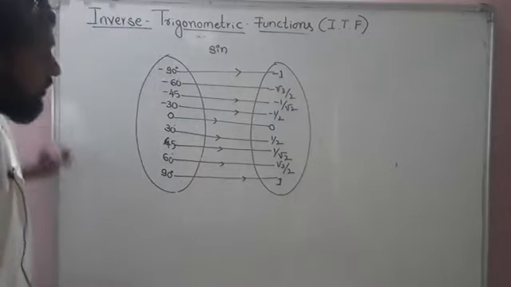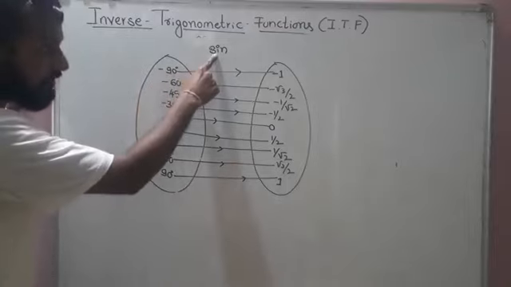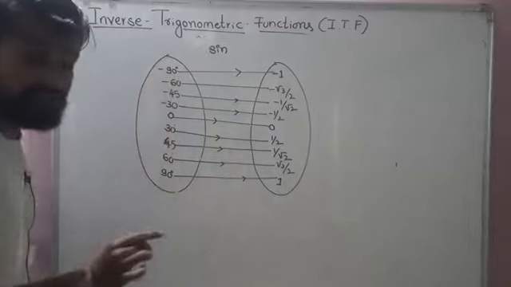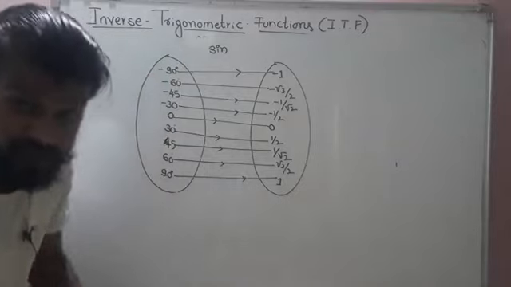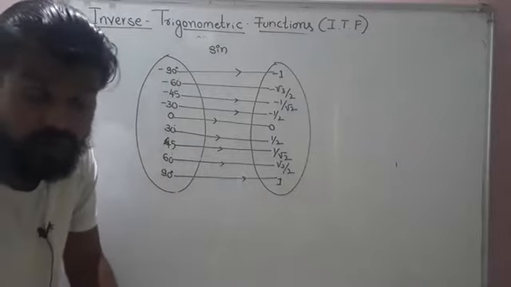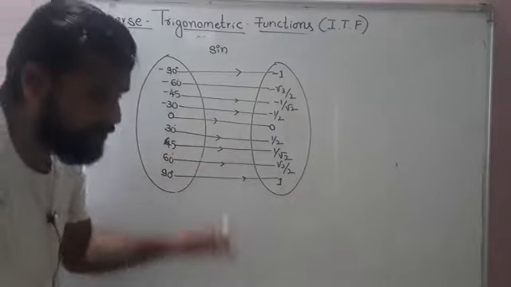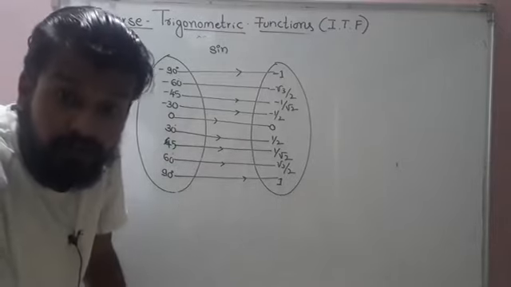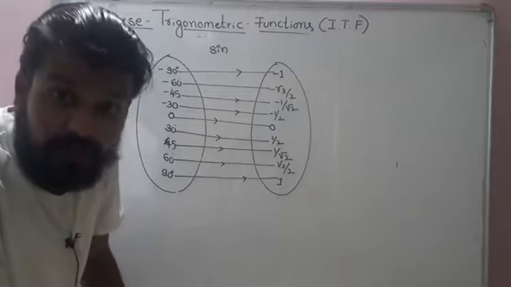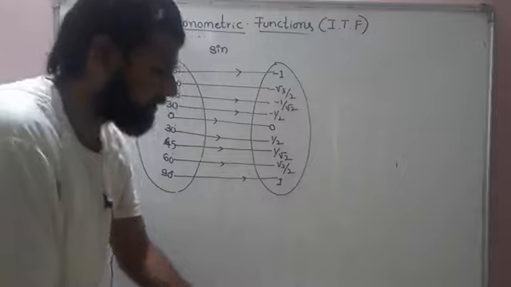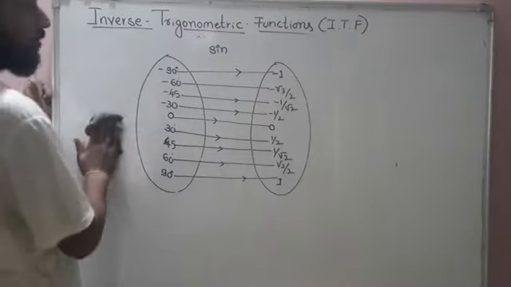So for the sine function, if we restrict the domain from 90 degree to minus 90 degree, then only the function will become both 1-1 and onto, and hence we can write inverse for that. Similarly, in the same way we have done the restriction for the remaining 5 trigonometric functions. Okay? Yeah. I hope you understood this concept.